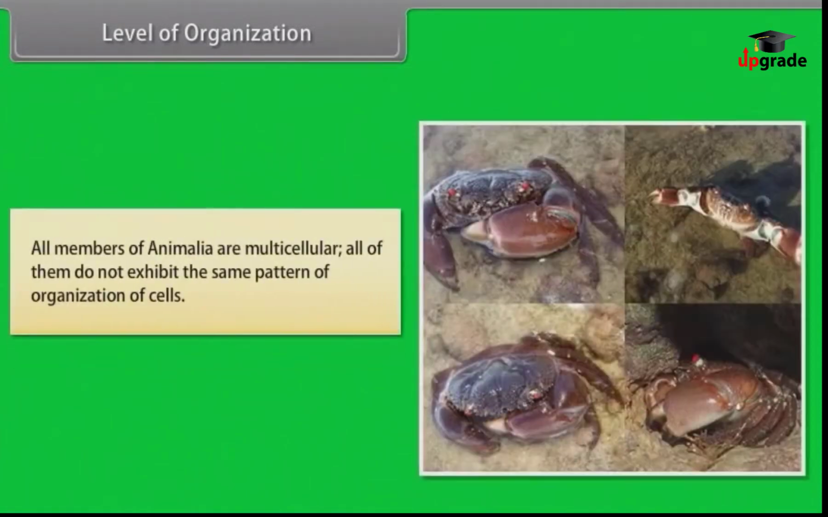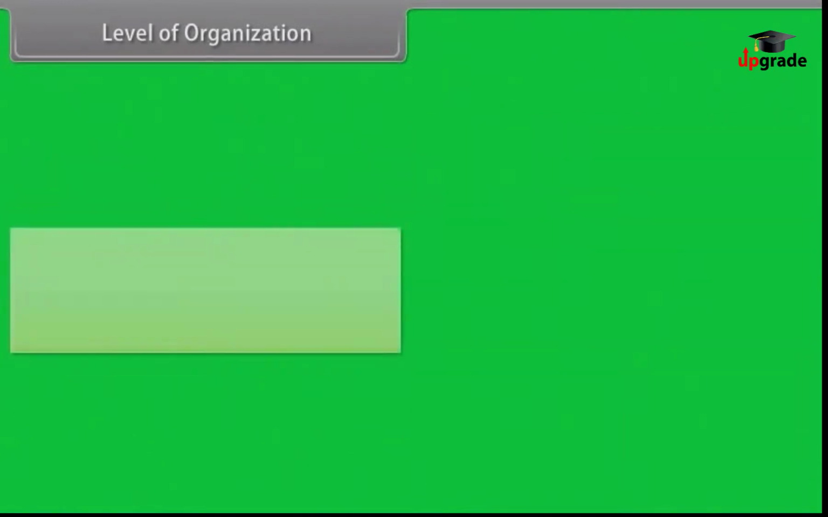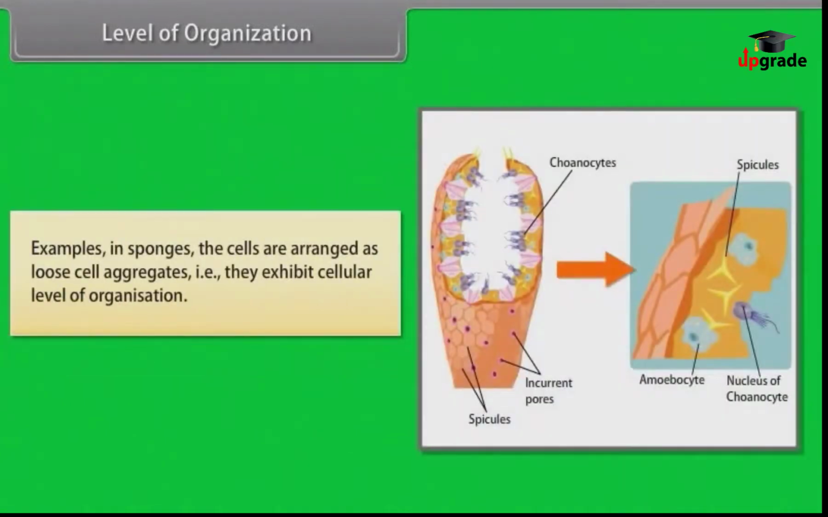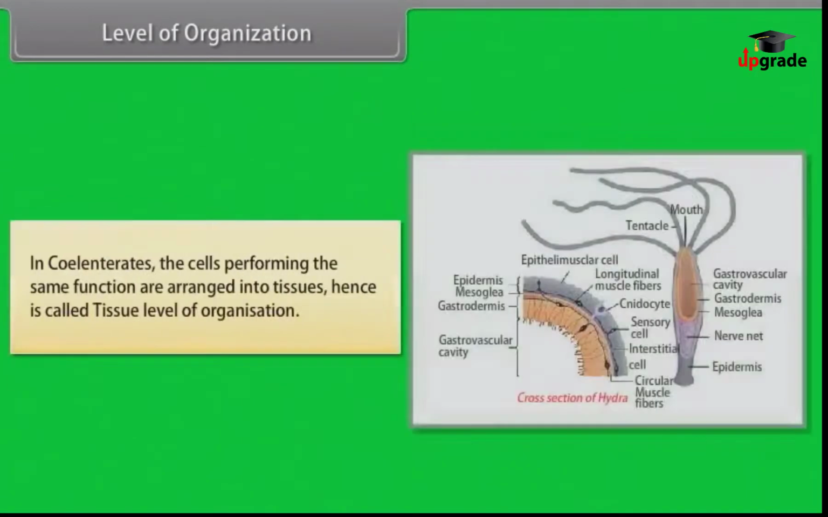Level of organization. All members of Animalia are multicellular. All of them do not exhibit the same pattern of organization of cells. Examples: in sponges, the cells are arranged as loose cell aggregates, that is, they exhibit cellular level of organization. In coelenterates, the cells performing the same function are arranged into tissues, hence it is called tissue level of organization.